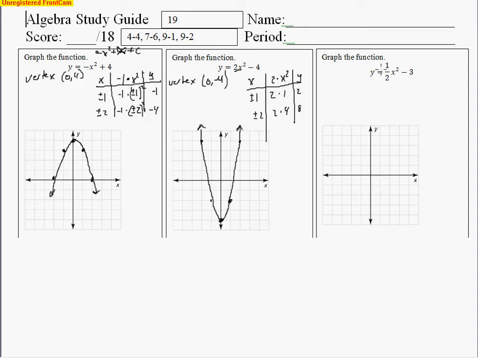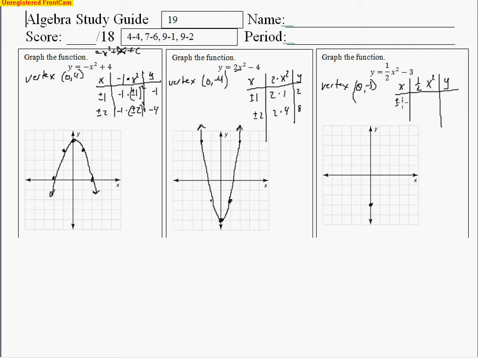So on the next one, again, we have the same situation. Negative 3 is our vertex. So my vertex is at 0, negative 3. And so I'm going to start down 3 spaces. Using the parent graph, it's 1/2 x squared. So I'm going to pick the same x values, but I'm going to take half of the answer once I square it. And from the vertex, that's where I'll go.